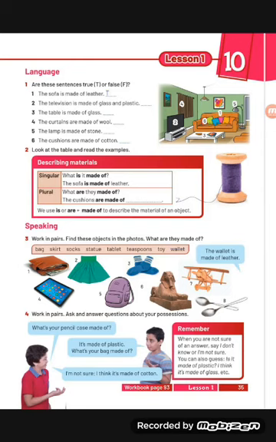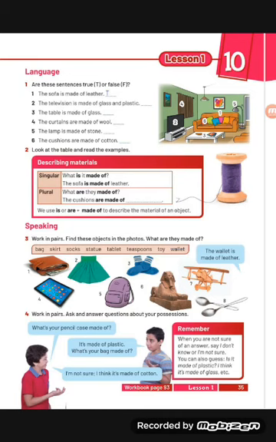Now let's turn to exercise number 4. You have to work in pairs. You and your friend take turns to ask and answer questions about possession. For example, what's your pencil case made of? Your friend: it's made of plastic. Again, what's your bag made of? I'm not sure. I think it's made of cotton. And so on. You have to work in pairs with your friend.